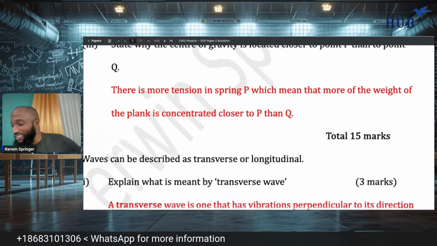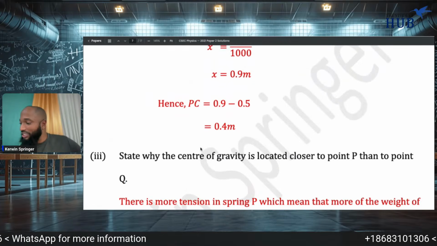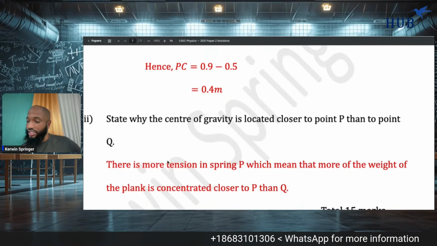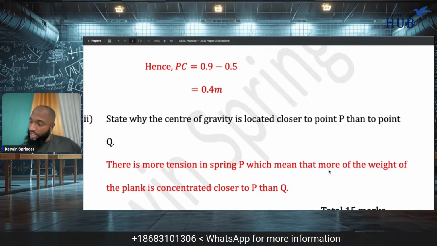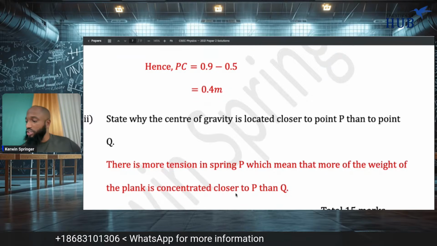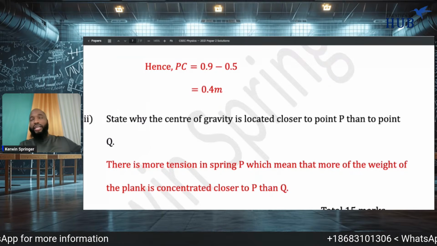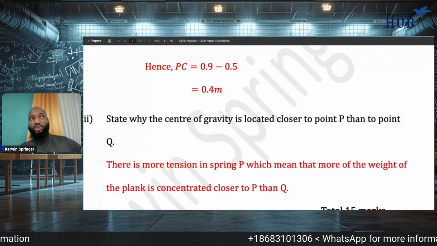Now we continue. State why the center of gravity is located closer to point P than to point Q. Here's a nice way of saying it. There's more tension in spring P, which means that more of the weight of the plank is concentrated closer to P than Q. So the weight is more concentrated on one side. So that's why the center of gravity is shifted.